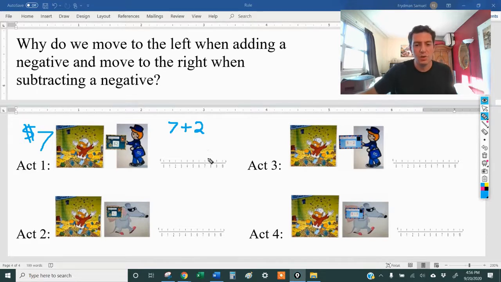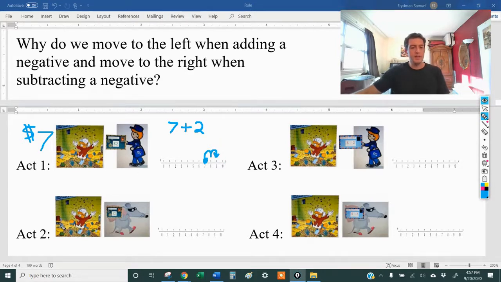All right. So what just happened? Now, if you receive $2 from your grandmother, does your money go up or does your money go down? Well, your money goes up, obviously. And on this number line, which is horizontal, up means to the right. So we're going to put the $7 right over here. And then since our money is going up, we will go 2 spaces to the right.